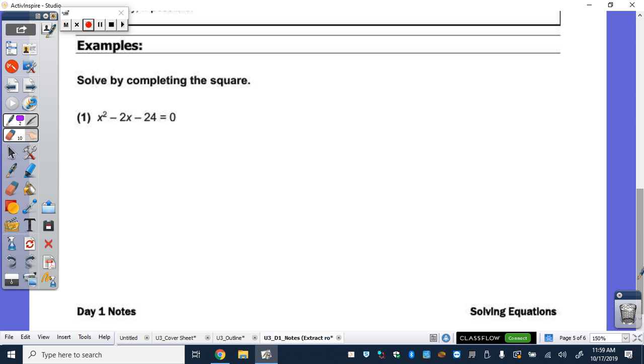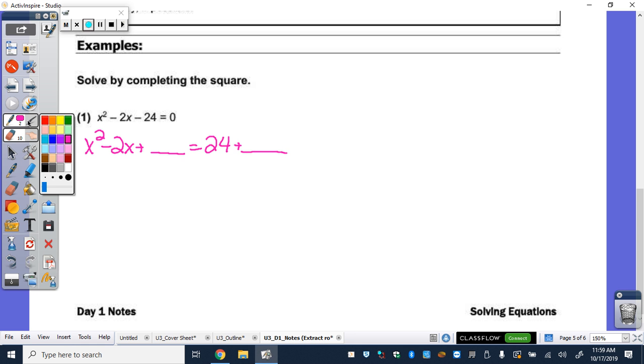X squared minus 2x minus 24 equals 0. So is 24 a perfect square? No. So I'm going to move that over to the other side of the equal sign. And then I'm going to put an empty space after my 2x, and I'm going to put an empty space after my 24 over there on the other side. Some people actually draw boxes. I don't like to confine my writing, so I put spaces.